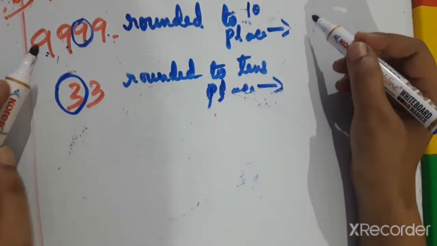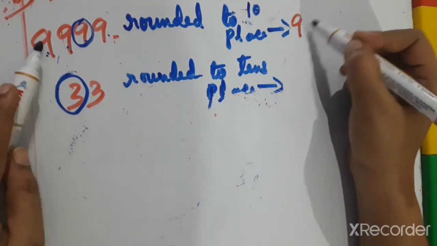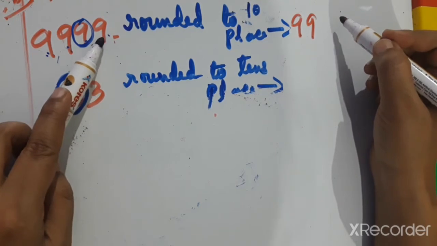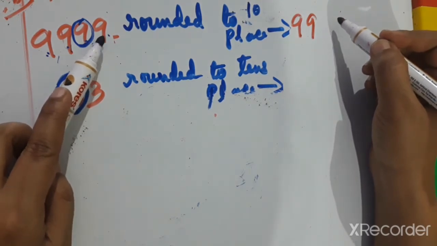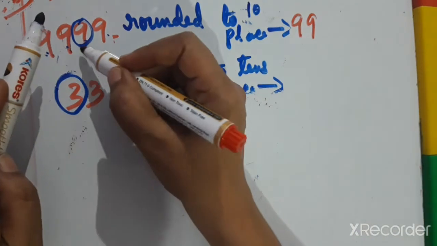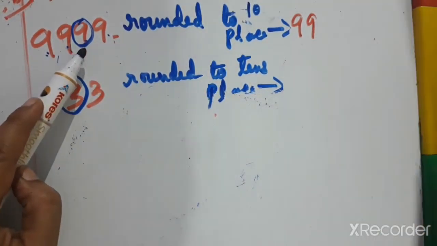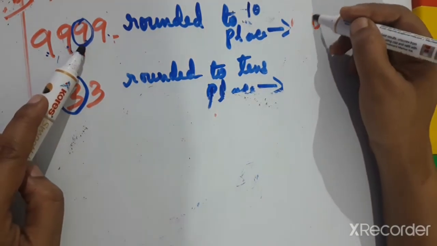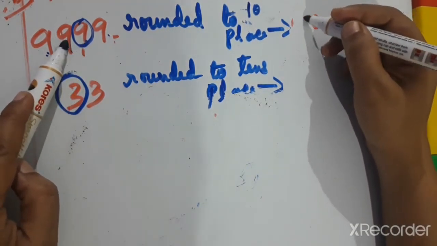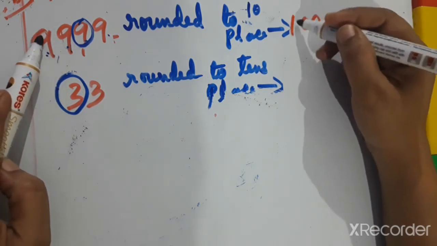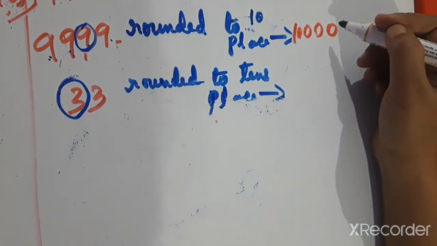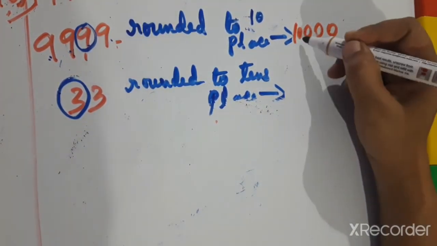9999 rounded off to the tens place. So we write the 9 before as it is. This digit we are rounding, so we have to check the next number. The next number is greater than 5, so 1 is added here. 9 plus 1 is 10. 10 means 1 carries to the next place, and here also 10, carries to the next place, and here also 10. And once the door knocks, 9 becomes 0. So 9,999 rounded to the tens place is 10,000.